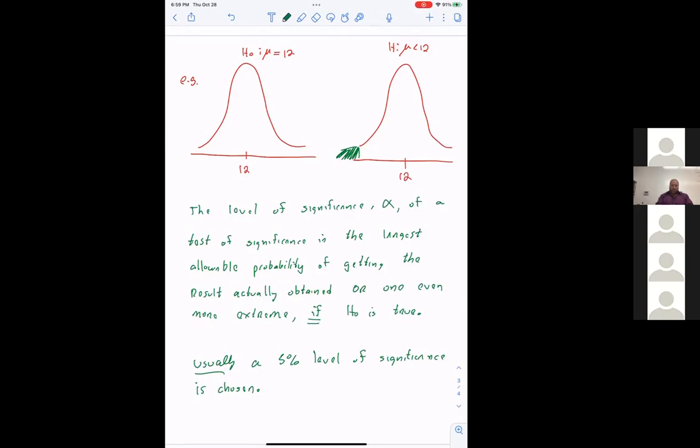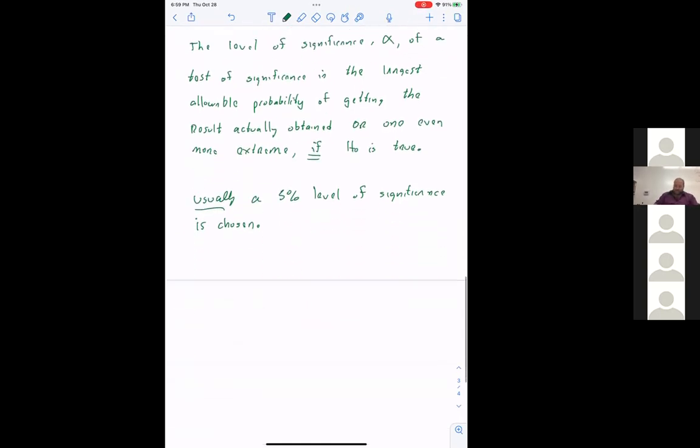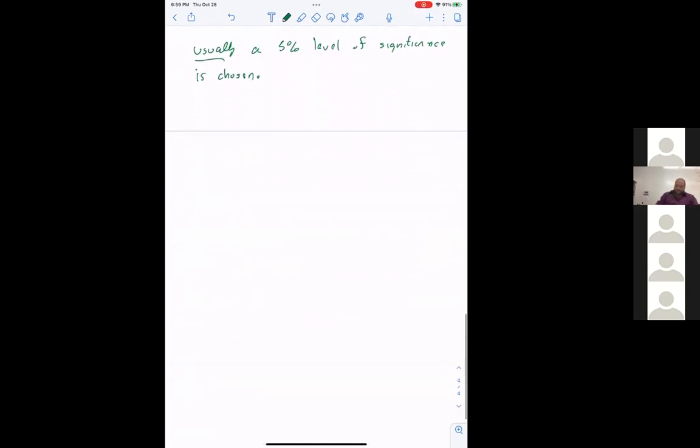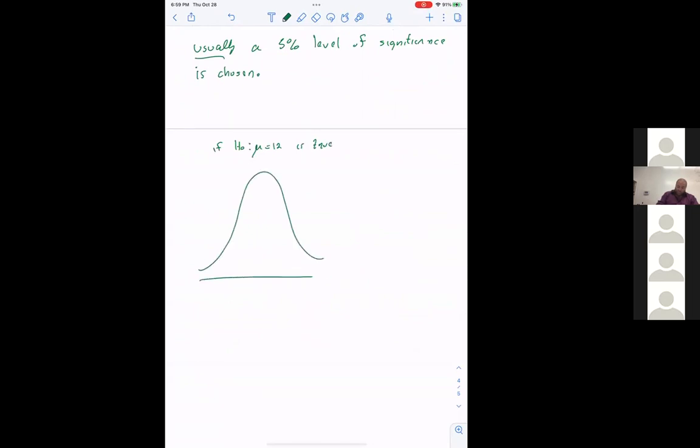We want to go far enough that the likelihood of getting this result, if the null hypothesis were true, is less than 5%. And a way of thinking about it is as follows. If the null hypothesis, where mu is equal to 12, is true, then our graph should look like this, right? It should be centered at 12.